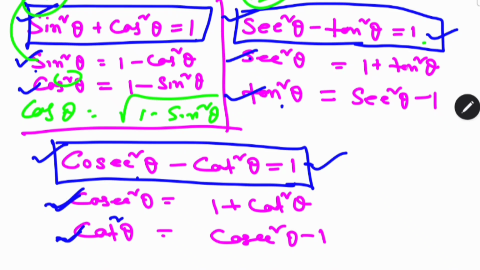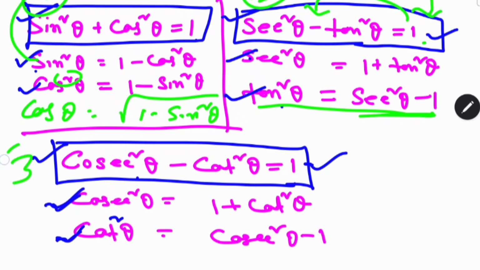So sec square theta is 1 plus tan square theta. If we need only sec, it will be root over 1 plus tan square. In the same way, if we take out tan square, it will be sec square theta minus 1. When we are taking out tan square theta, we are shifting the tan square theta to this side, and this 1 will come to this side. So tan square theta is equal to sec square theta minus 1.